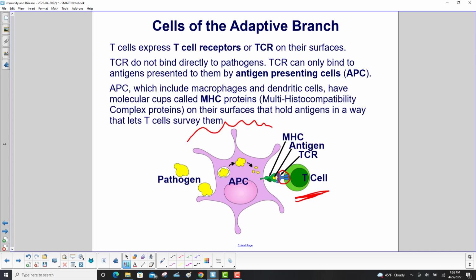And like we said on the previous slide, APCs, which include macrophages and dendritic cells, have molecular cups called MHC proteins, right over here, major histocompatibility complex proteins, on their surfaces. They hold antigens in a way that lets the T cells survey them. Right, so here's the pathogen, it comes over here, and then the antigens from the pathogen are presented over here so the T cell can see them.